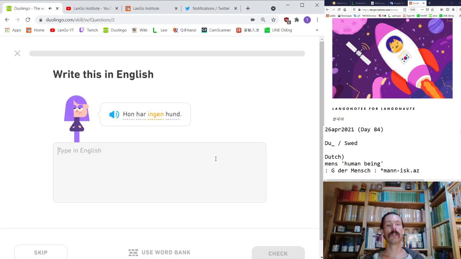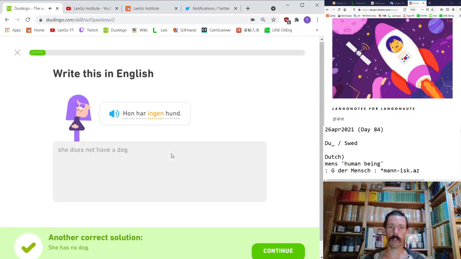Hon har ingen hund. So here in Swedish, see this ingen. What is it? It's not inte. That would be the verbal negator. This is a determiner in the noun phrase. No dog. She has no dog. Because dog is indefinite, it's got no suffix, no article.